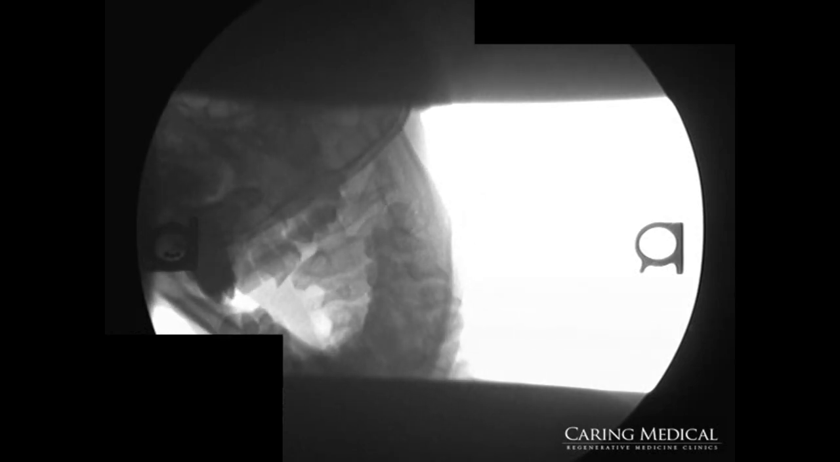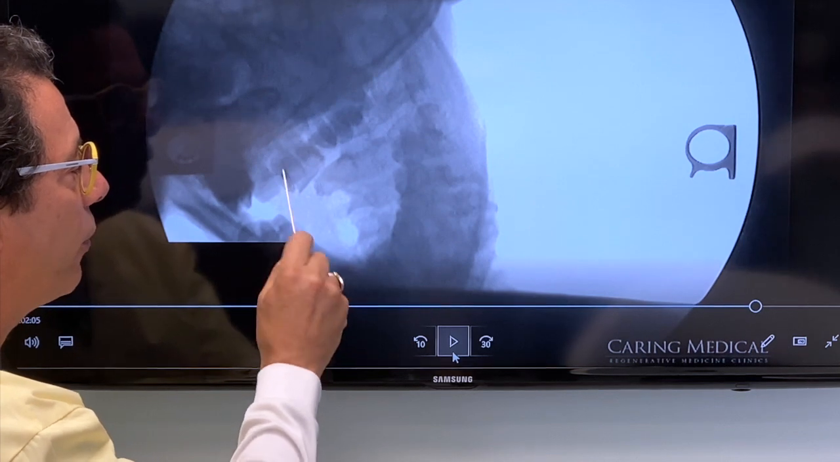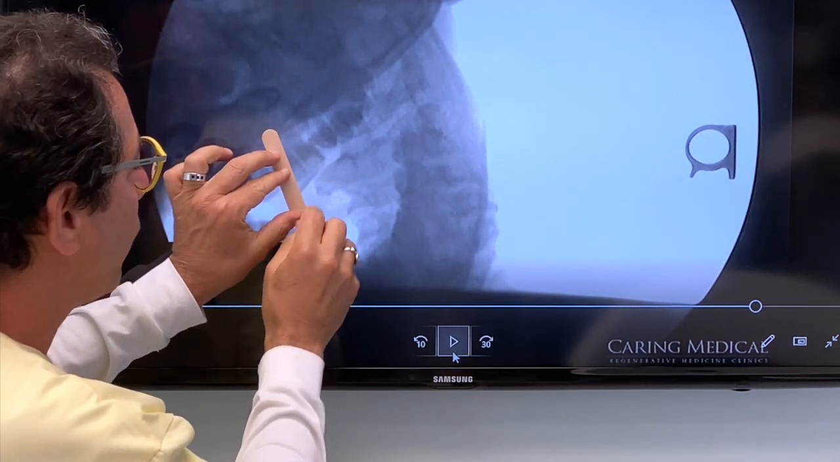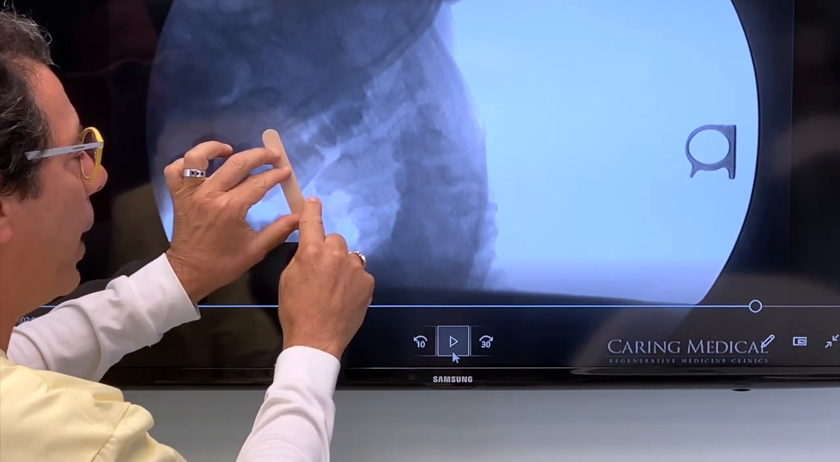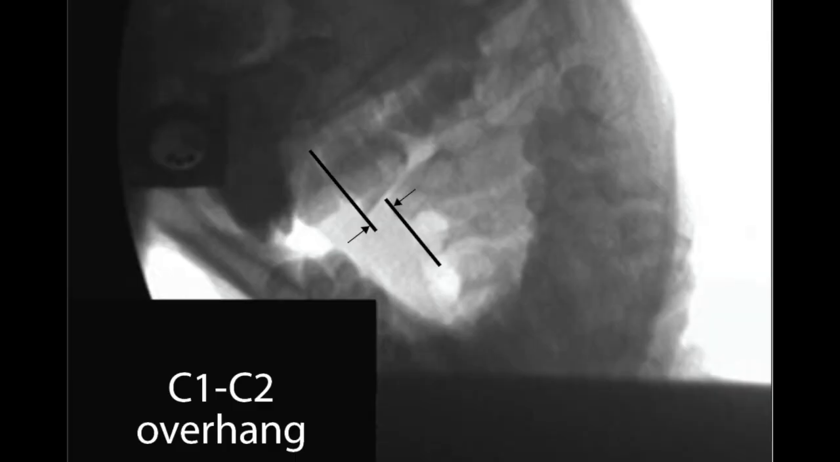So now let's look at C1, C2, and we're looking at whether there is overhang of C1 on C2. If you stop it, this is the end of C2 here, the lateral masses is the end of C1. Look at how much overhang, this space right here, that's the amount of overhang. So this particular young person has severe C1, C2 instability.